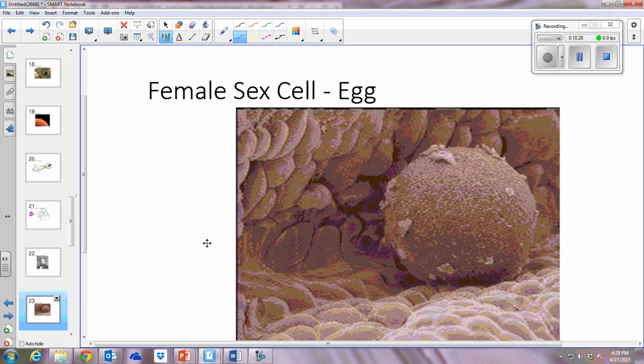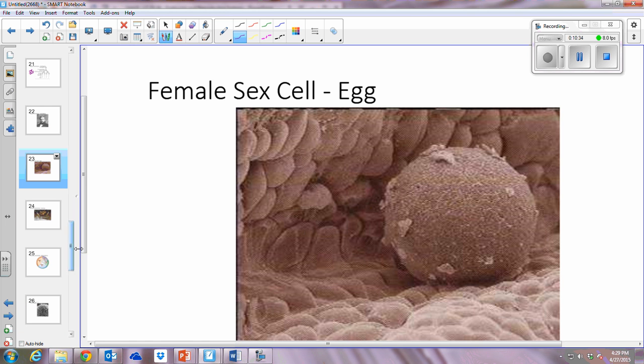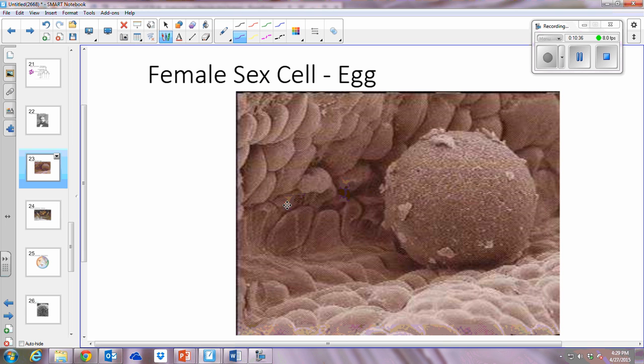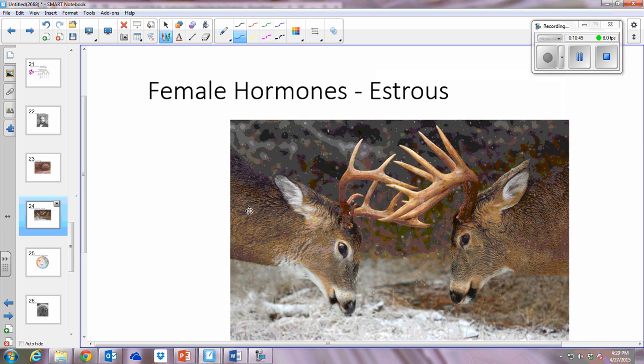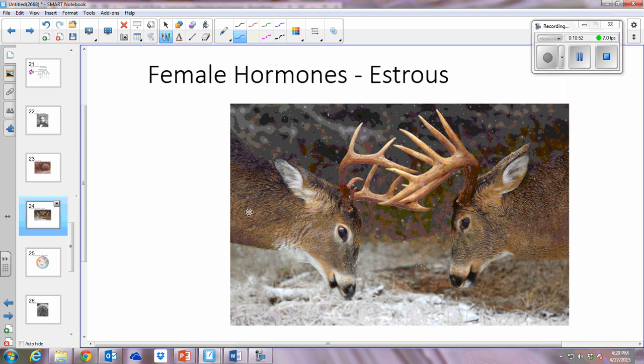All right, females, their primary sexual characteristic is that they produce egg cells. And the production of egg cells is very similar to that of the production of sperm cells, but there's only one egg that is produced for every meiotic division, and the other three cells are polar bodies. Now, the production of female hormones is cyclic, or is a cycle, whereas male was non-cyclic. Females are cyclic. And in the animal kingdom, this exists in two ways.